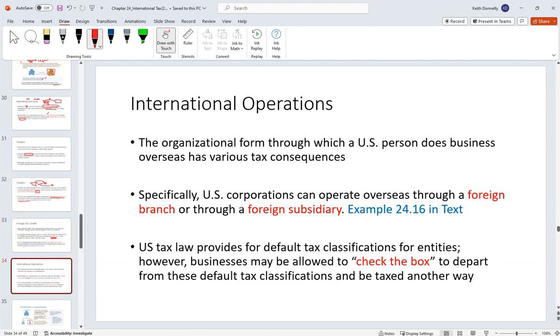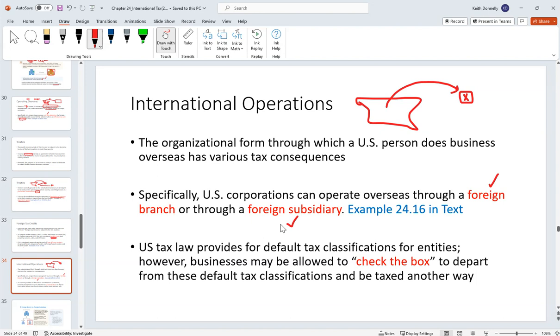Now, the organizational form, the way by which we operate overseas, can take a couple of different forms. Say we are here in the US and we're getting bigger and bigger, we're growing. We say, look, we want to open a store in France. We want to begin operations overseas. We see some customers, some demand there. Really, there are two ways you can operate over there. One is through a foreign branch, and another is through a foreign subsidiary.